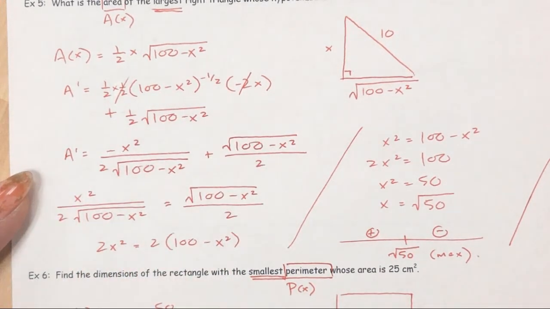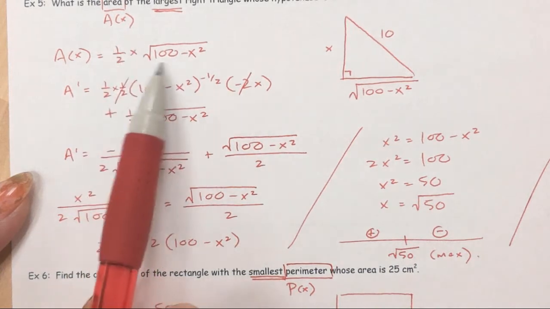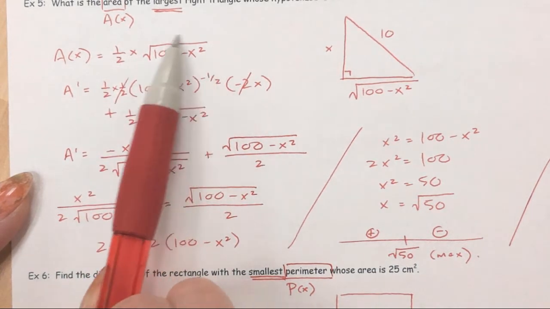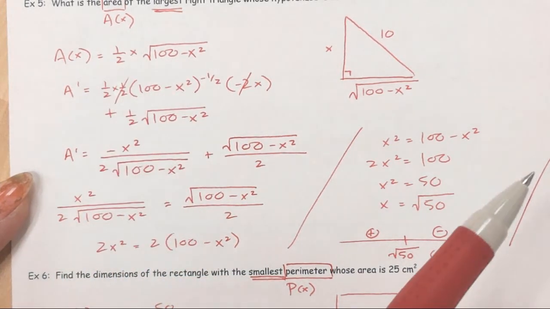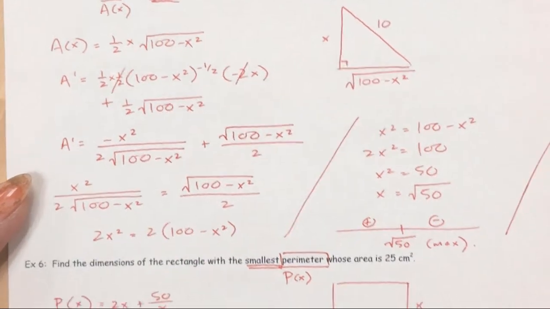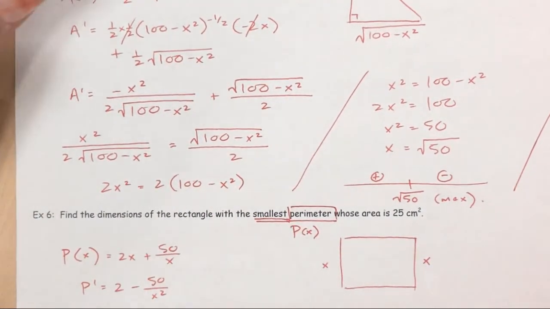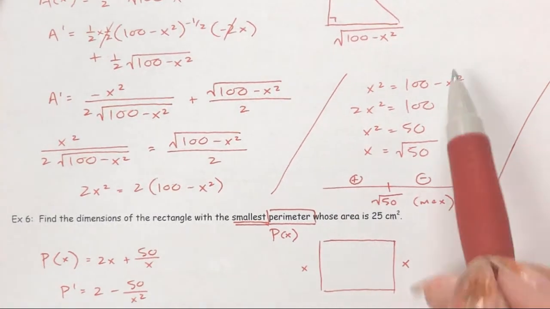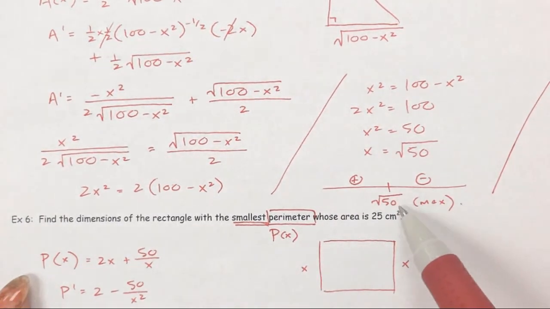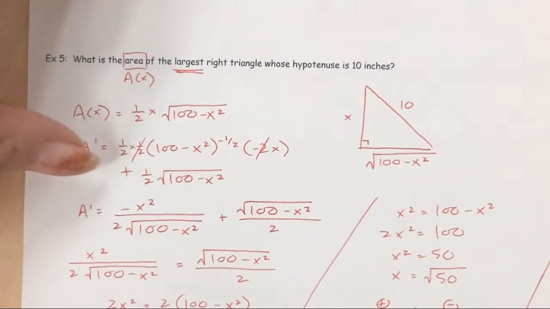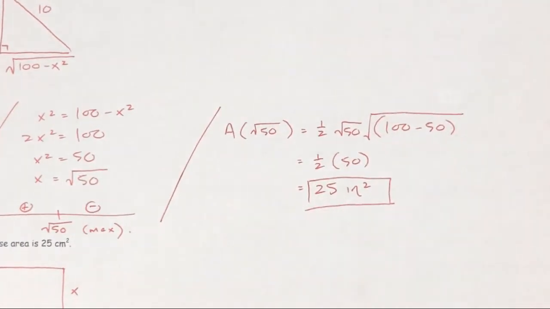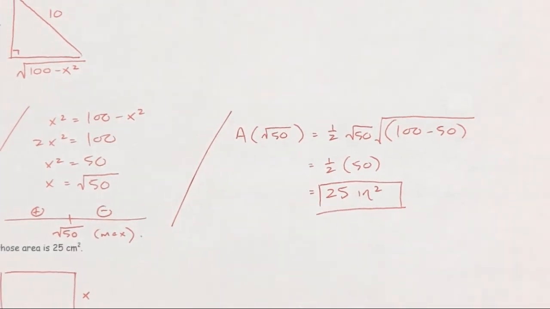It's going to be a product rule. So this times the derivative of this, and this times the derivative of this. You can see my product rule, set it equal to 0. It takes a little bit of work, and I get root 50. Root 50, I check, is going to be a maximum. That's what I want. I want a largest area. So then I plug it in, and I get 25 inches squared. Okay, so go backwards and rewind if you have to.